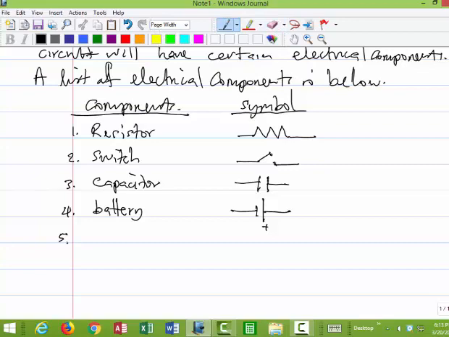We can have inductors also. So the inductor will look something like that. It's basically a coil. And then if we have a light bulb in a circuit, for a bulb, we can go like this. Something like that. Let's see other components. I think those are the main ones for now. We'll add to it as we go along.